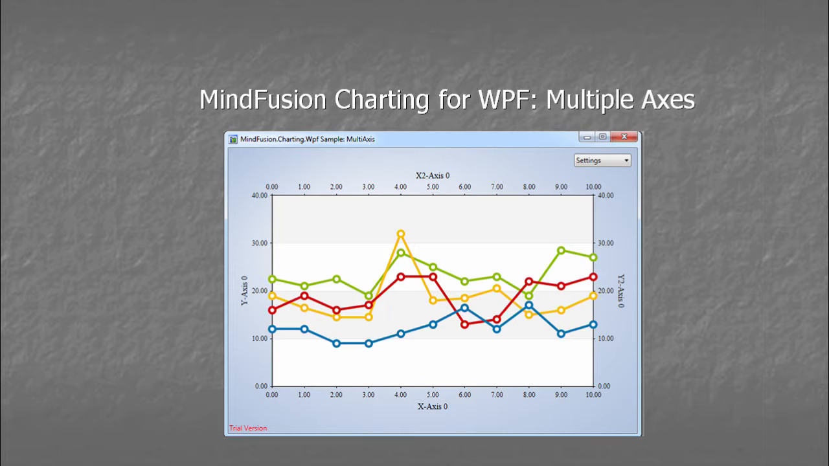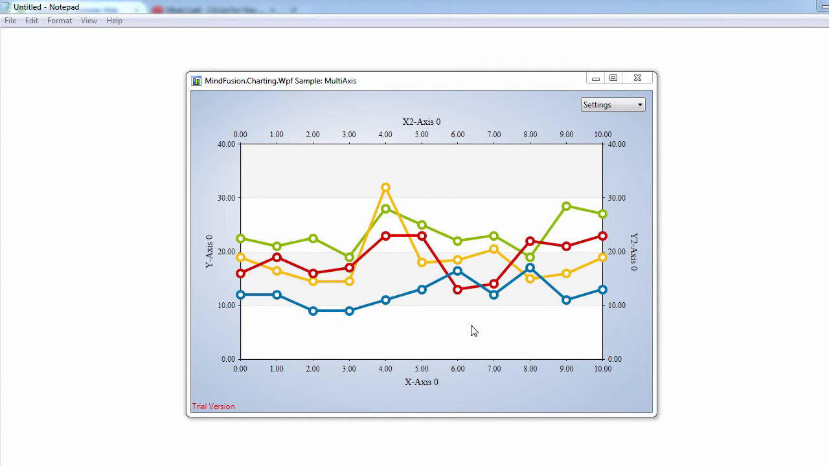Here we demonstrate the ability of the control to support an unlimited number of X, X2, Y, and Y2 axes. We start with a line chart, which has four differently colored series and a single axis of all types, X, X2, Y, and Y2. Let's look at the basic properties of an axis, which in this sample are exposed in a dialog.